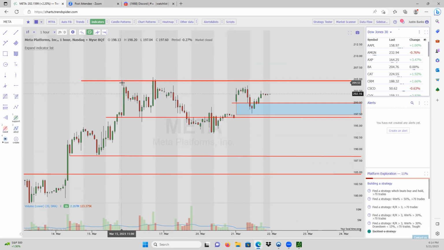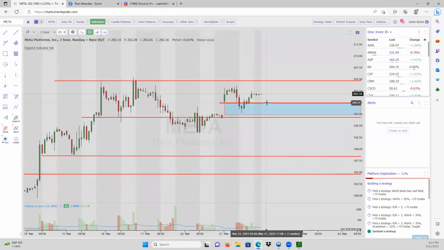Now, if we were to break this 205 level and hold it, then it shows us we're definitely going to see some momentum up. Or if we reject this level again, we're probably going to see some momentum down. And as you guys could see today on this Meta, we rejected this level. We put in a lower high and rejected it and could not get above this 205 level. And you see this nice rejection filling this gap fill here.